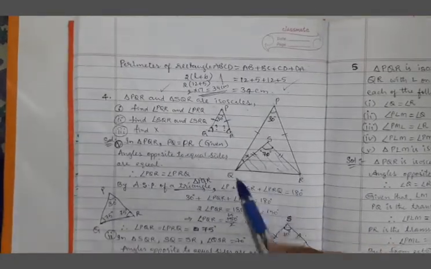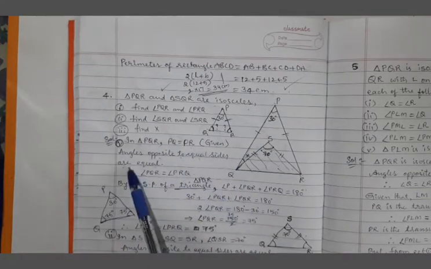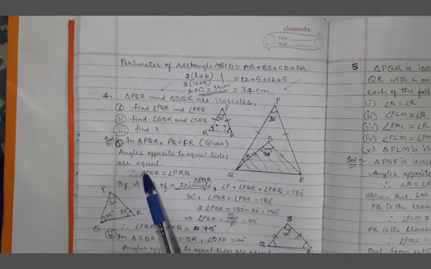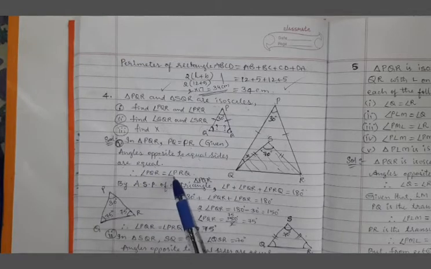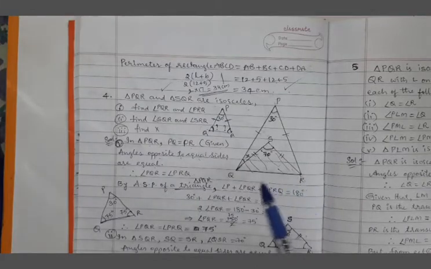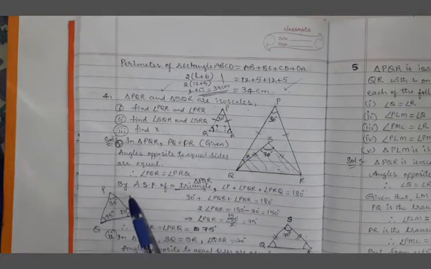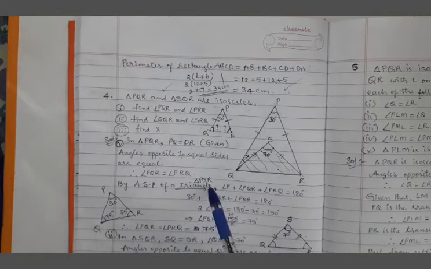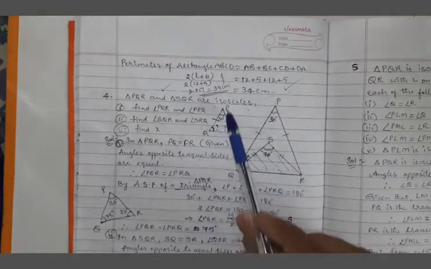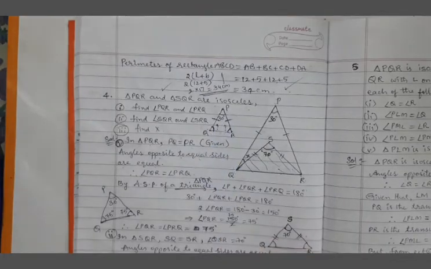Okay, children. Now I wrote here, angles opposite to equal sides are equal. Therefore, angle PQR is equal to angle PRQ. PQR, PRQ. This one and this one are equal. By the angle sum property of triangle PQR, the big one only you consider. You want to check this small figure also. See here, 30 degrees.